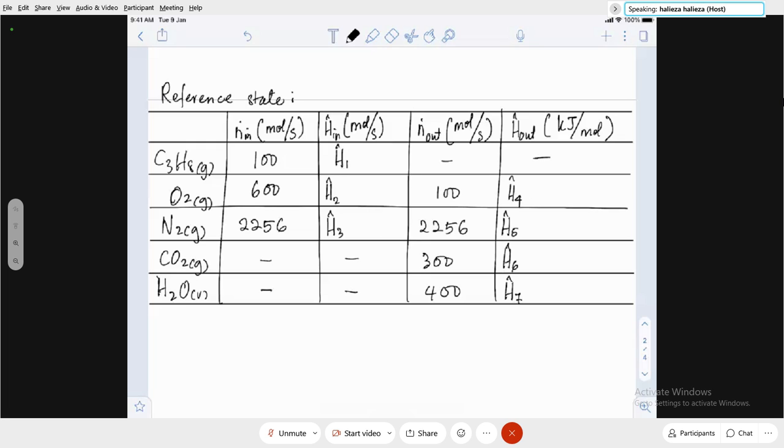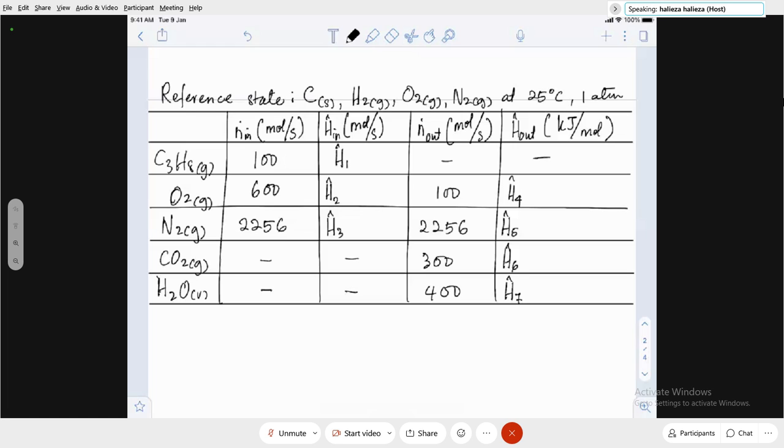For your reference state, if you look at the components, you have propane, so you're going to have C solid, and hydrogen, which exists naturally as a gas, so you write it as hydrogen gas. You have oxygen gas, which occurs naturally, and nitrogen gas. That's simply all the elements that make up your components. The temperature is 25 degrees C and 1 atm. That is going to be your reference state.